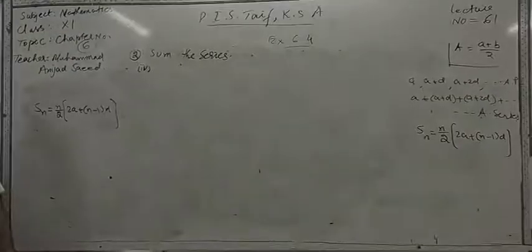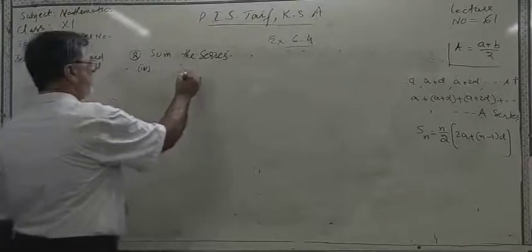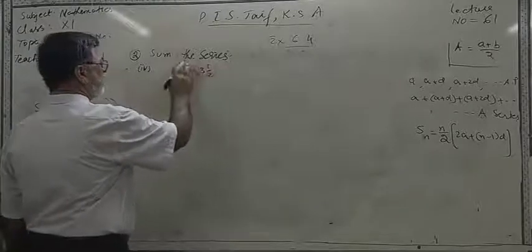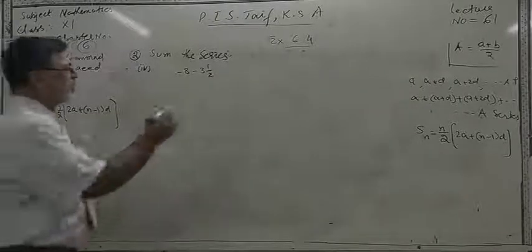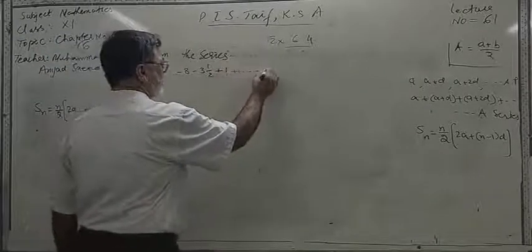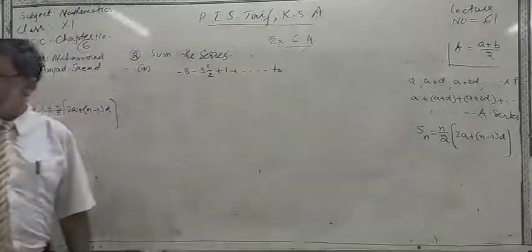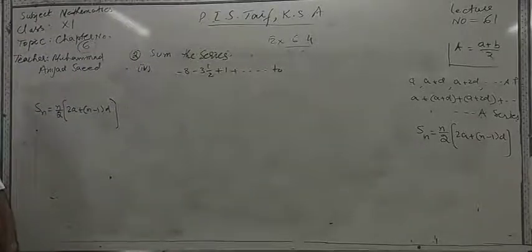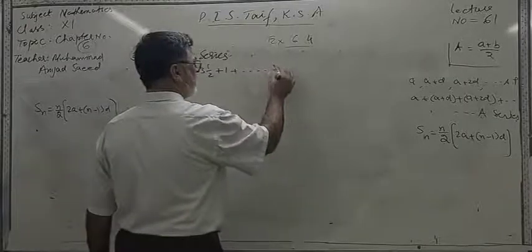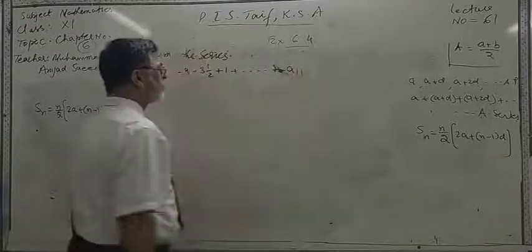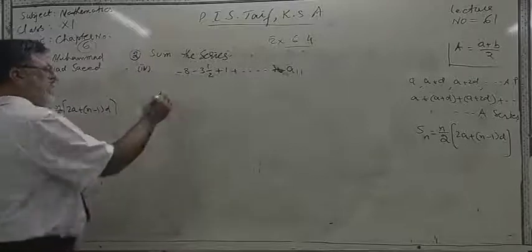Here is minus 8, minus 3 whole 1 over 2, minus 8, minus 3 whole 1 over 2, plus 1, and so on to A11, 11th term. Dear students, what is a?